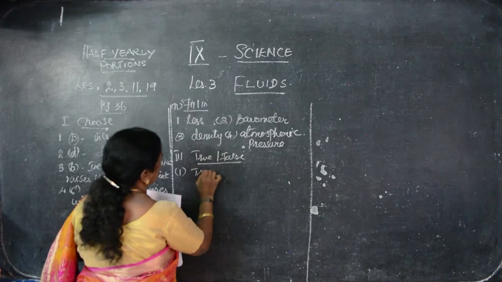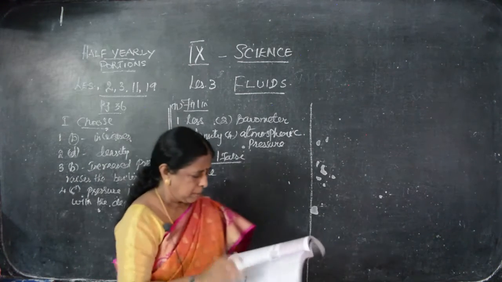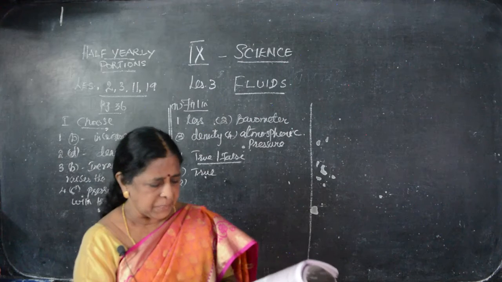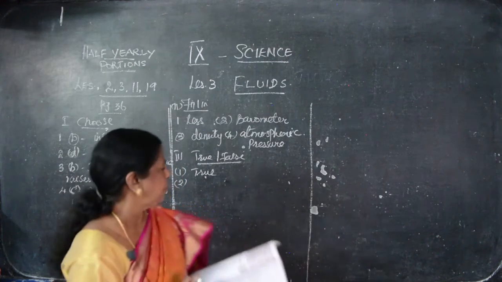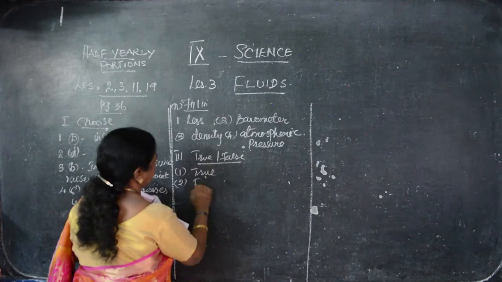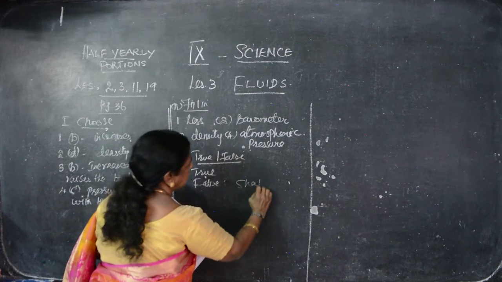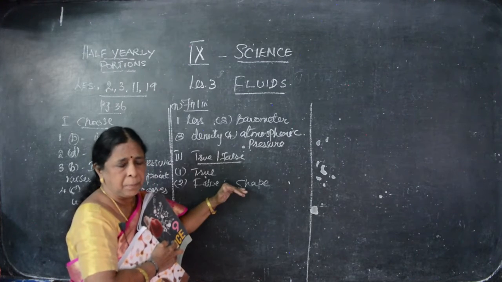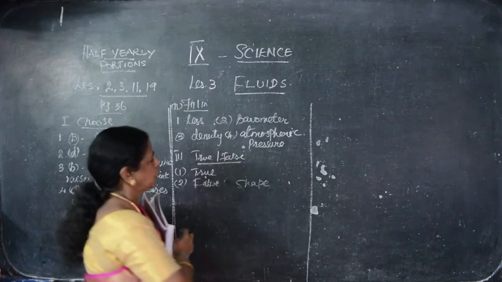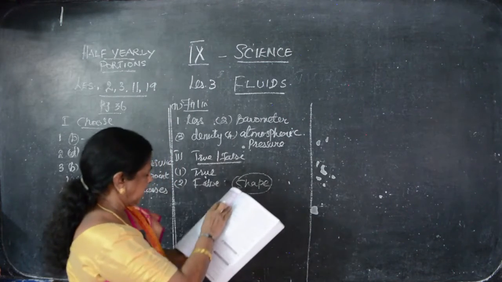First one is true. Second one, the shape of an object helps to determine whether the object will float or not. That is false. The error occurs in the part 'shape' only. So you have to circle the shape, and in the place of shape you have to write density.